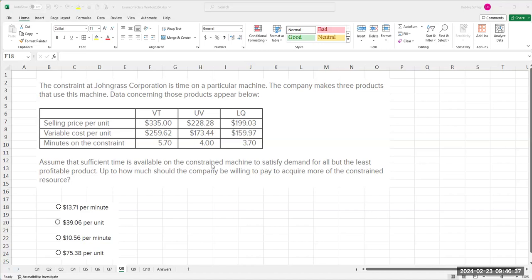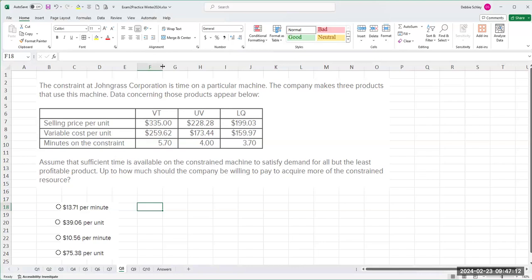Assume that sufficient time is available on the constrained machine to satisfy demand for all but the least profitable product. Up to how much should the company be willing to pay to acquire more of the constrained resource? So I'm just going to go out on a limb here and tell you they worded this question so badly. What they really should have asked was how much more than normal should the company be willing to pay to acquire more of this constrained resource, which is minutes on the machine. So that being said, there's my disclaimer.